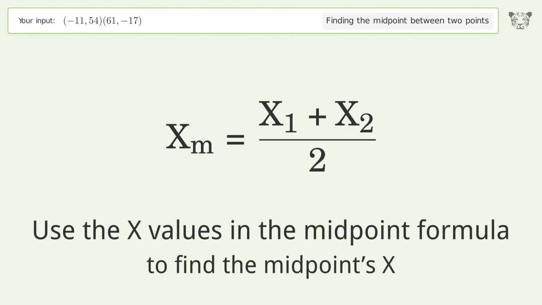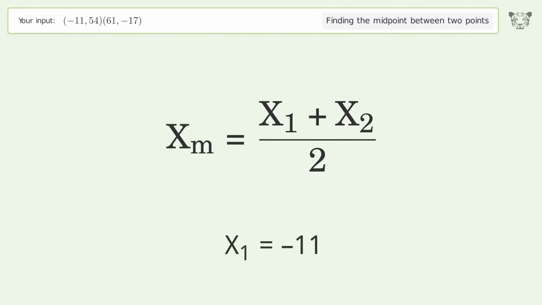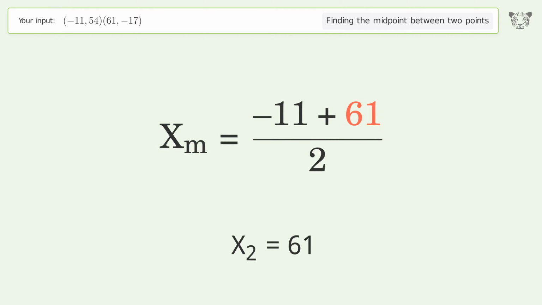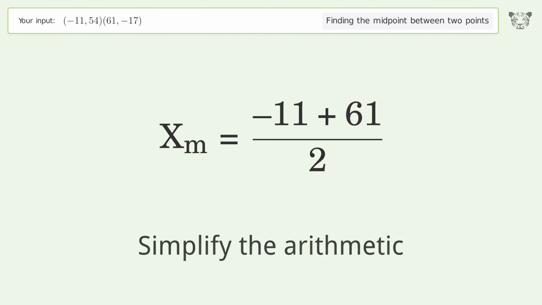Use the x values in the midpoint formula to find the midpoints x. x1 equals -11. x2 equals 61. Simplify the arithmetic.